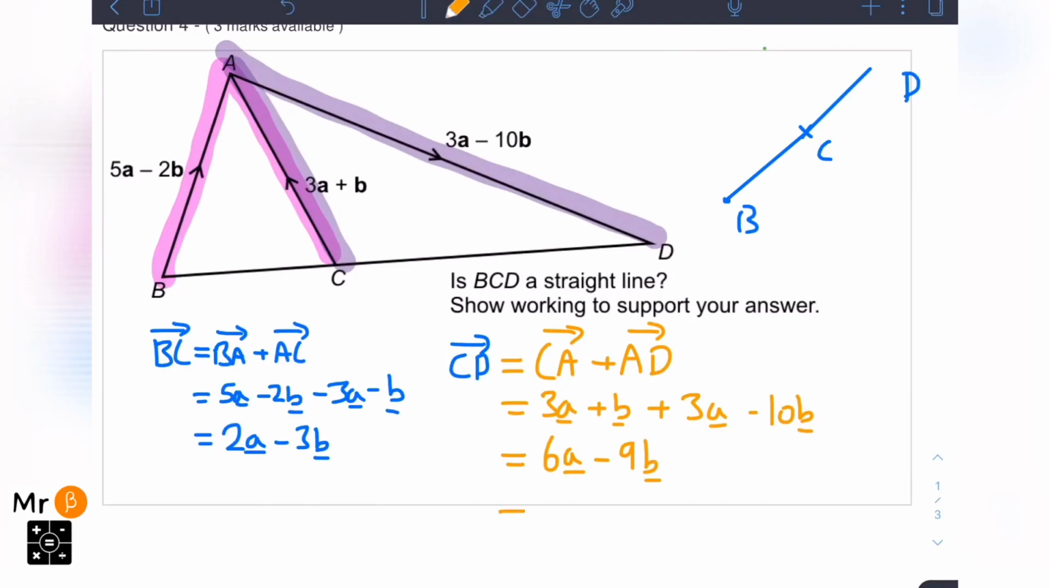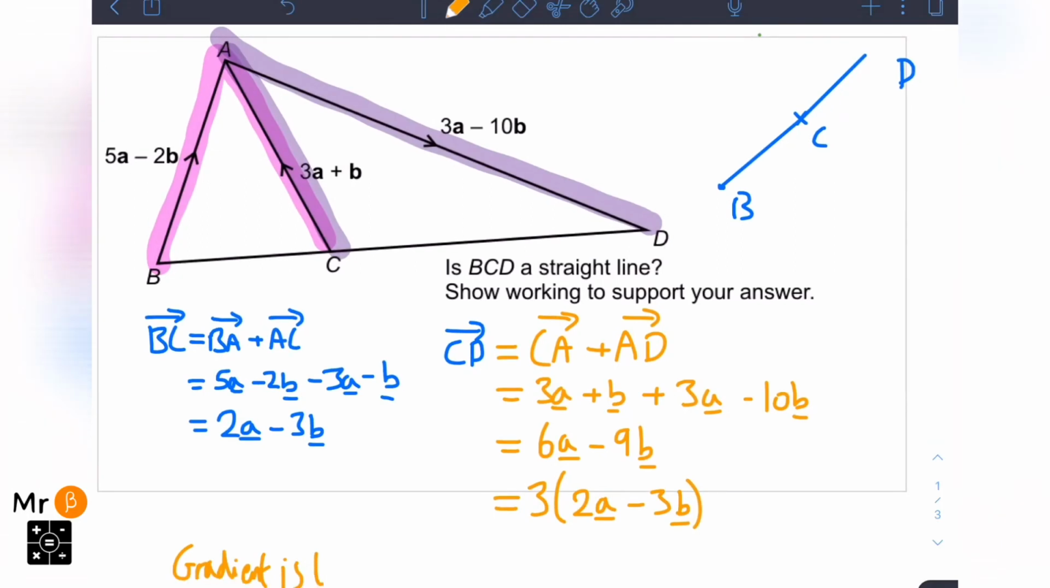So here, if we again try and take out a common factor so that our vectors inside the bracket match BC, you can see we can take out this common factor of 3, and our vectors inside the bracket match the line BC. That then tells you that the gradient is the same, and because the gradient is the same and they both share that common point of C, that tells you that it has to be a straight line.